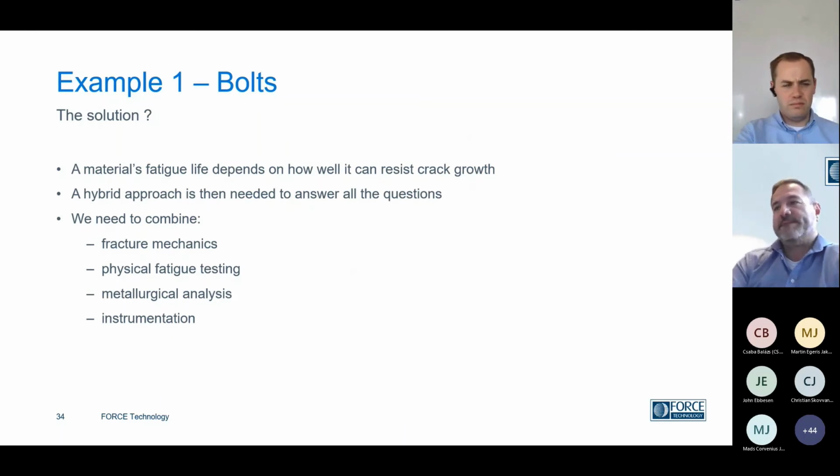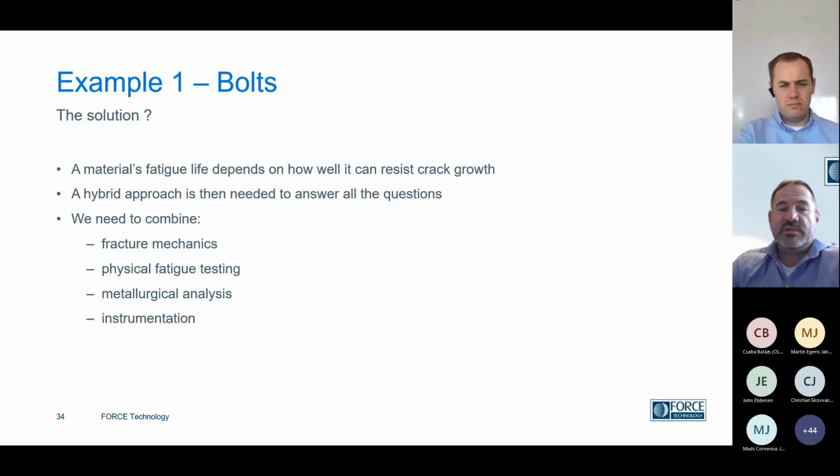So what's the solution? Unless you really just want to pass a test, get a tick in the box, and go through the steps, you're normally looking at a bigger scope where you have to combine other things. The fatigue life does depend on how well the material can resist crack growth. And it's normal that a hybrid approach is then used, where, like in the case that we just showed, we need to use fracture mechanics.